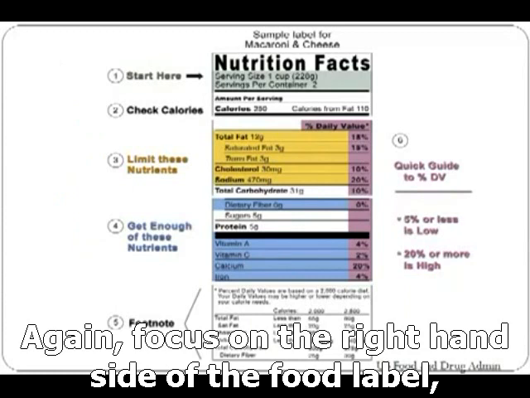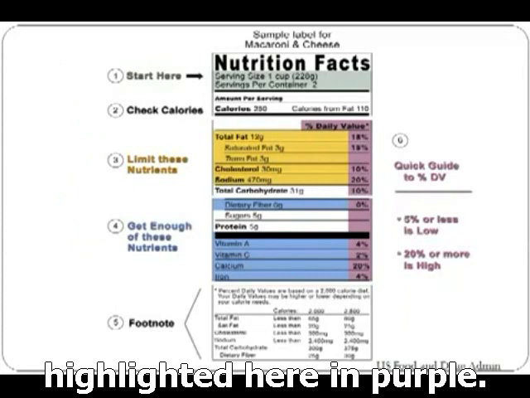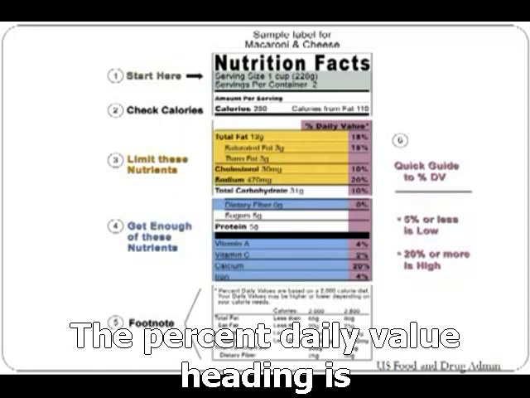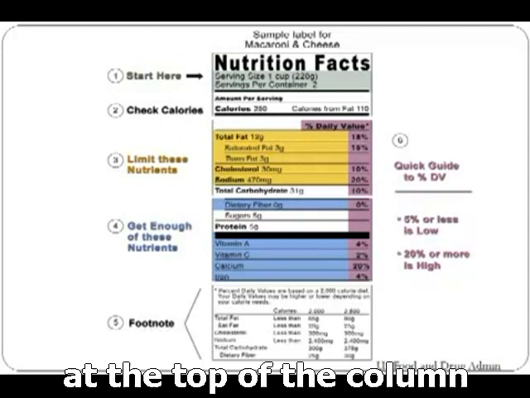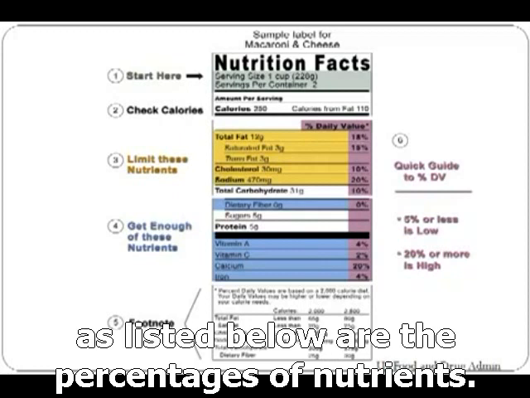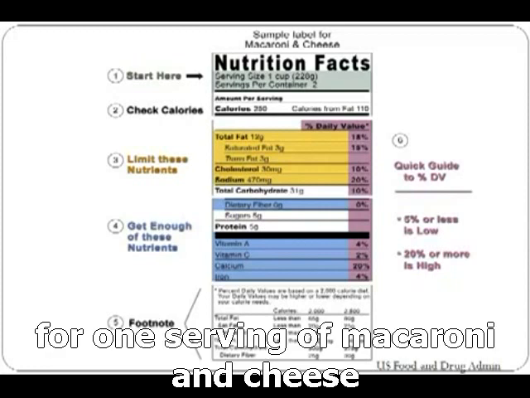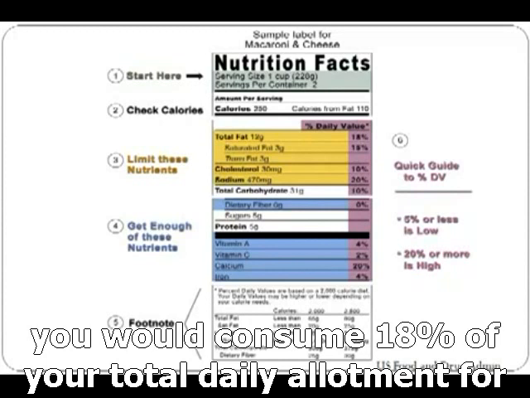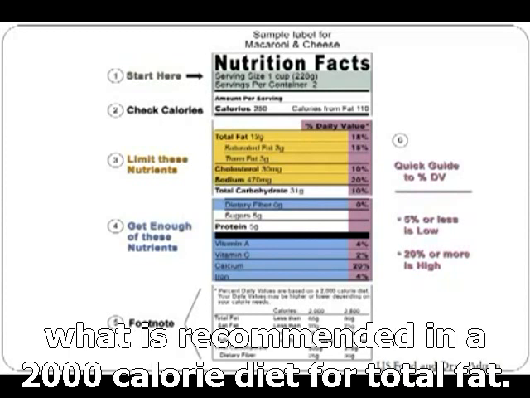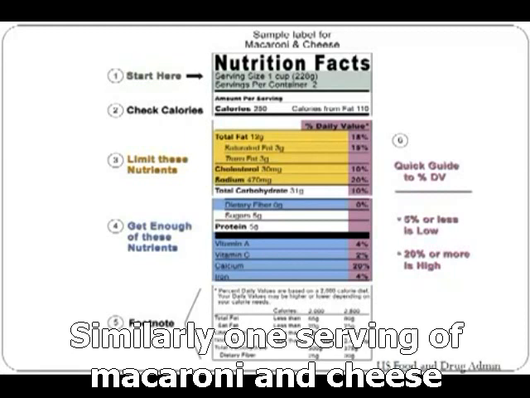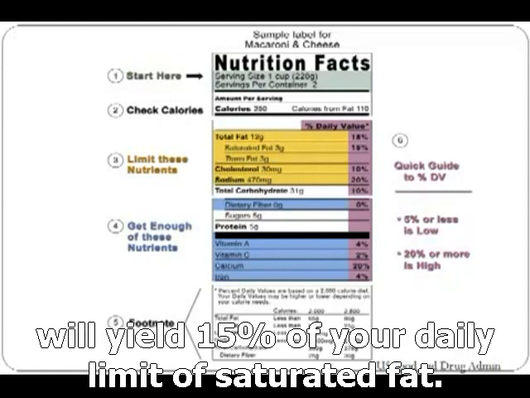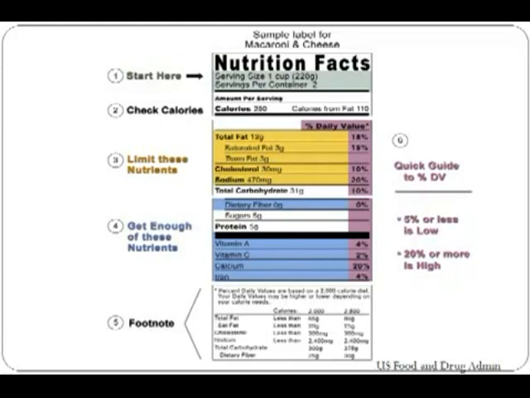Again, focus on the right-hand side of the food label, highlighted here in purple. The percent daily value heading is at the top of the column, and just below are the percentages of nutrients. You can see that for one serving of macaroni and cheese, you would consume 18% of your total daily allotment for what is recommended within a 2,000 calorie diet for total fat. Similarly, one serving of macaroni and cheese will yield 15% of your daily limit of saturated fat.